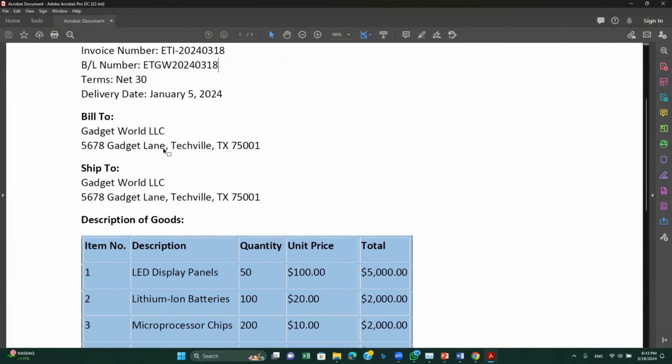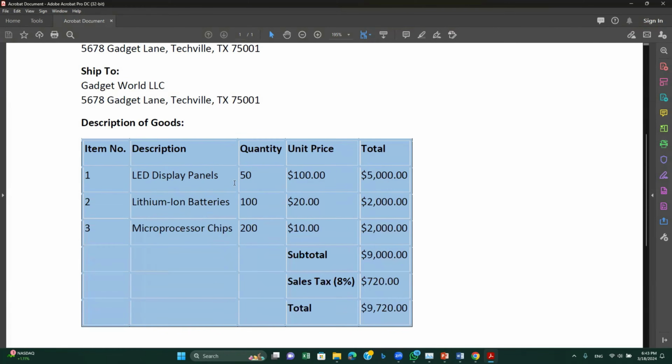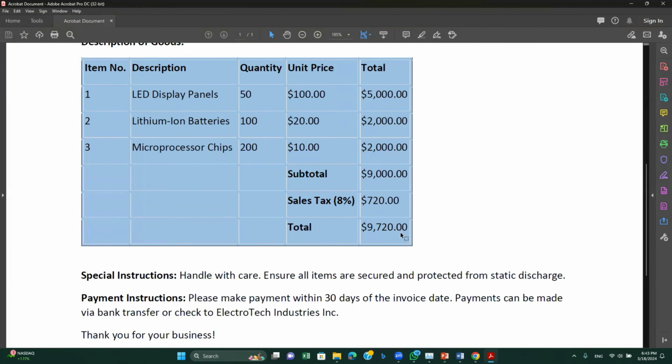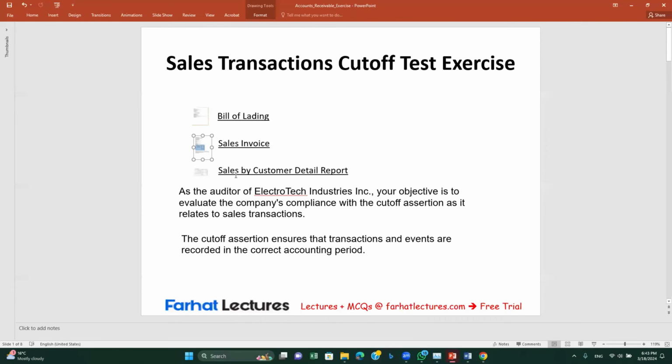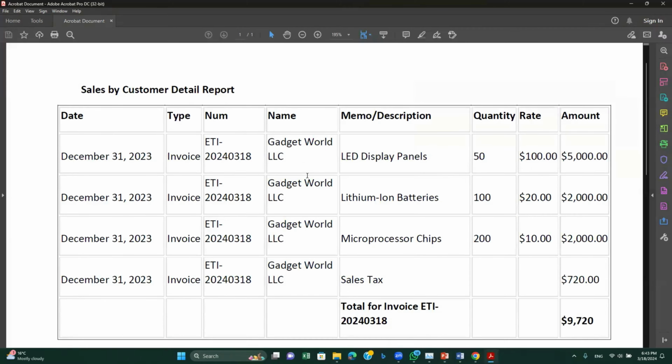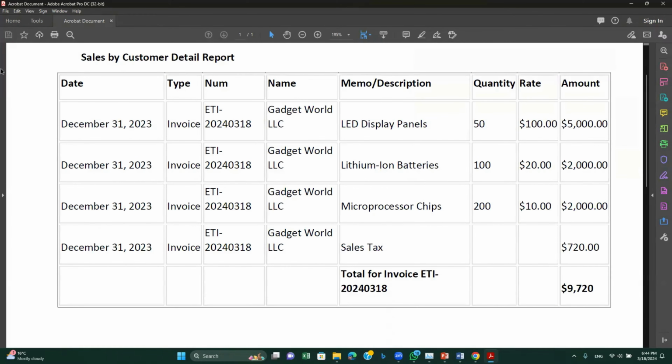The customer is Gadget World. The goods are the same goods. And I have the total 9,720. This is the information that I need. Then I'm going to see the sales by customer detail report, looking at the date of the transaction. The date of the transaction here is December 31st, 2023, which is wrong.